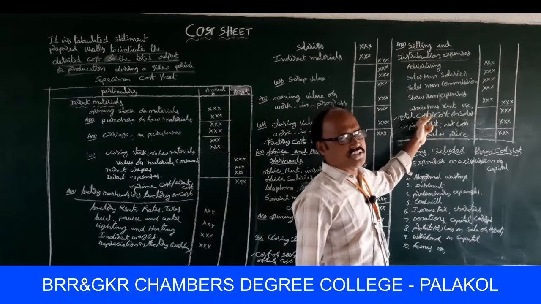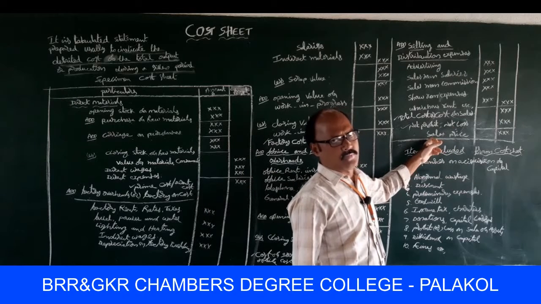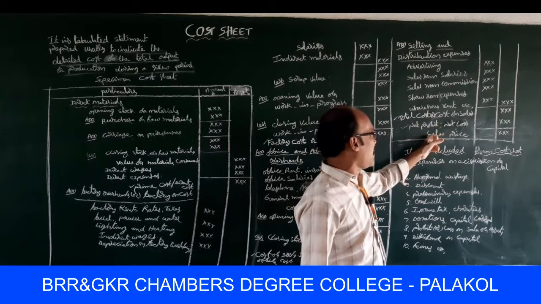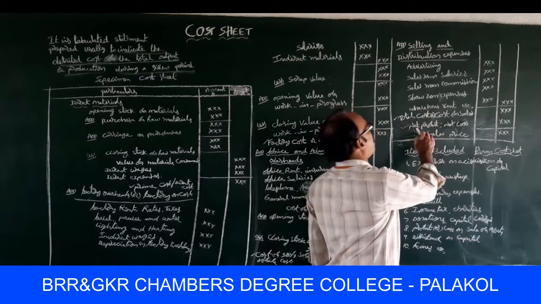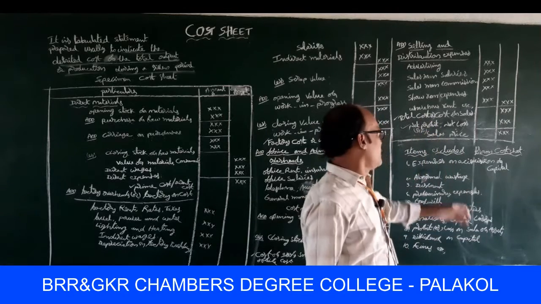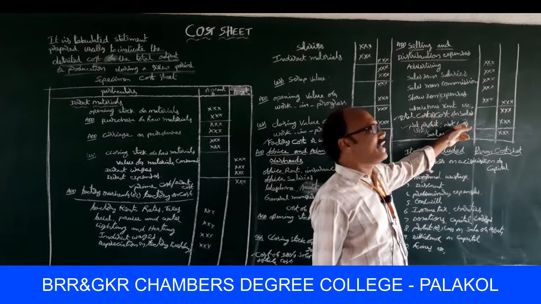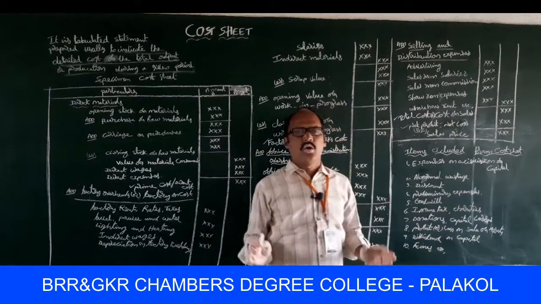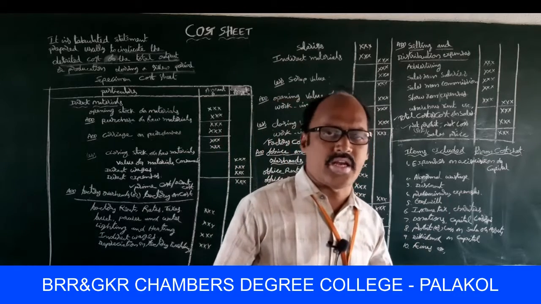Here the total cost is available. If the sales price is available in the problem, and if the sales price is more than total cost, then we find out the net profit. If sales price is less than total cost, then it is to be treated as a net loss. This is the procedure we have to follow at the time of preparation of cost sheet.